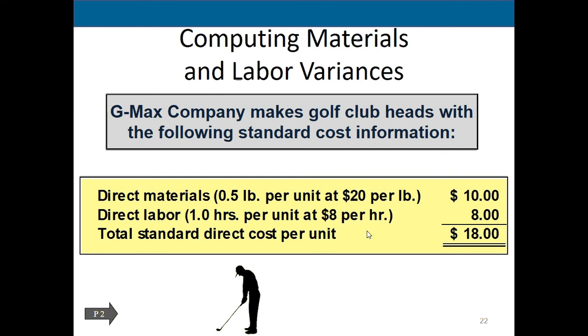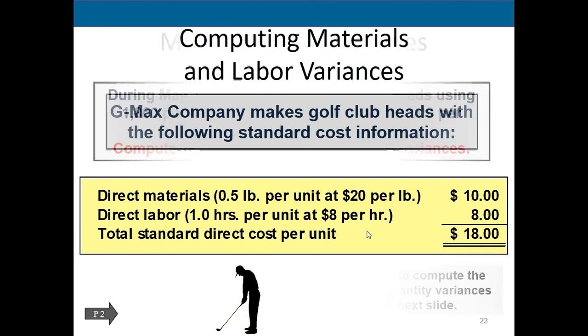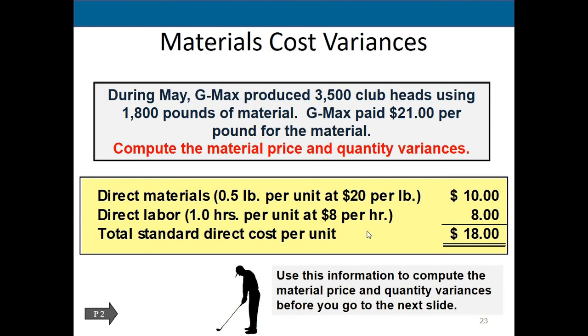What are we missing here? We're missing our overhead. Don't forget that all of our product costs are direct material, direct labor, and overhead. So this is just the completely variable piece. The 10 and the 8 give us direct material and direct labor for one golf club head, 18 bucks. All right, so for GMAX, we're just going to work out the material and the labor piece of it.